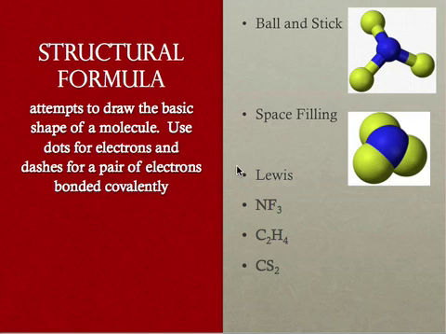Formula. Now the structural formula attempts to draw the basic shape of a molecule. We can use ball and stick, space filling, or Lewis. Also, there is a condensed structural formula that you'll use in organic chemistry, which shows the carbon with the basic number of hydrogens bonded around it and any double or single or triple bonds that are involved. So these are the three that we're going to look at now.